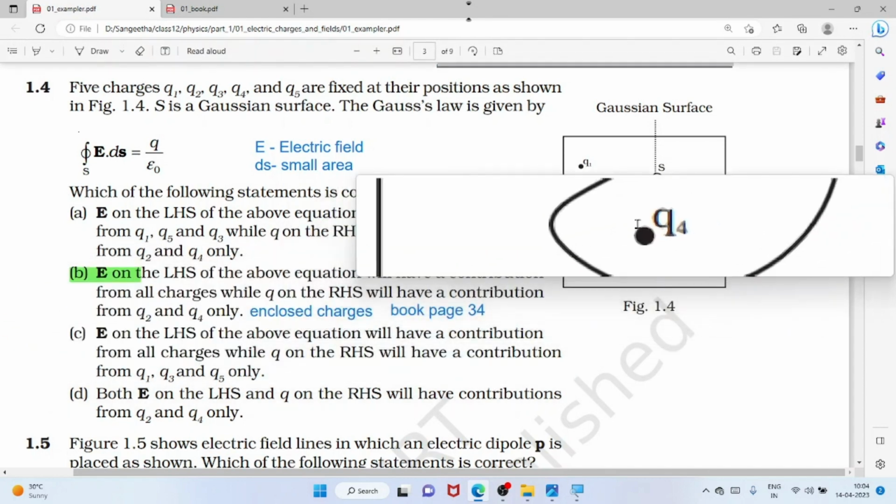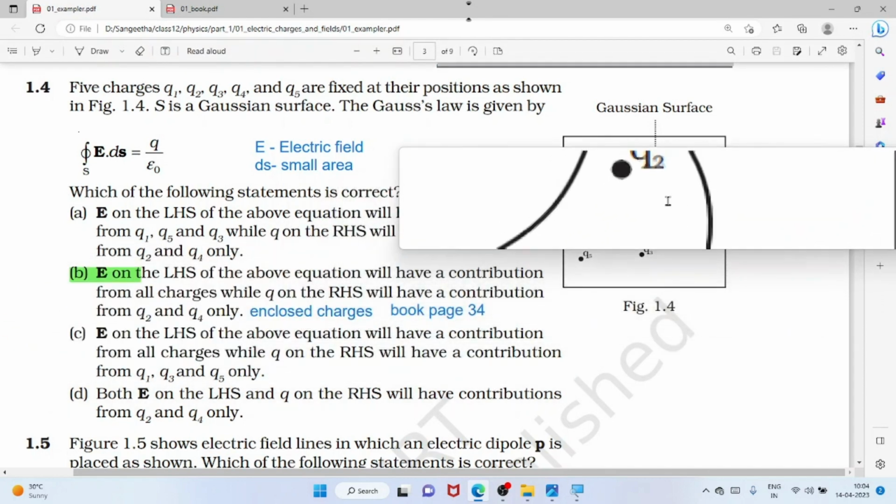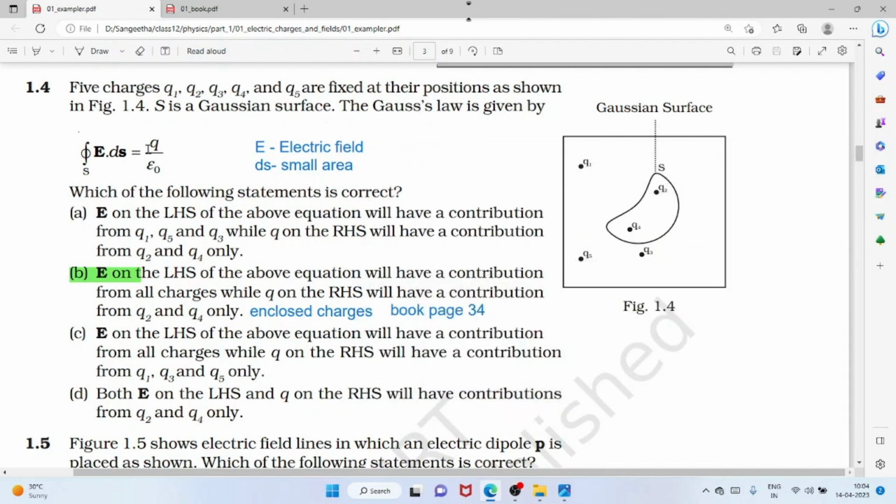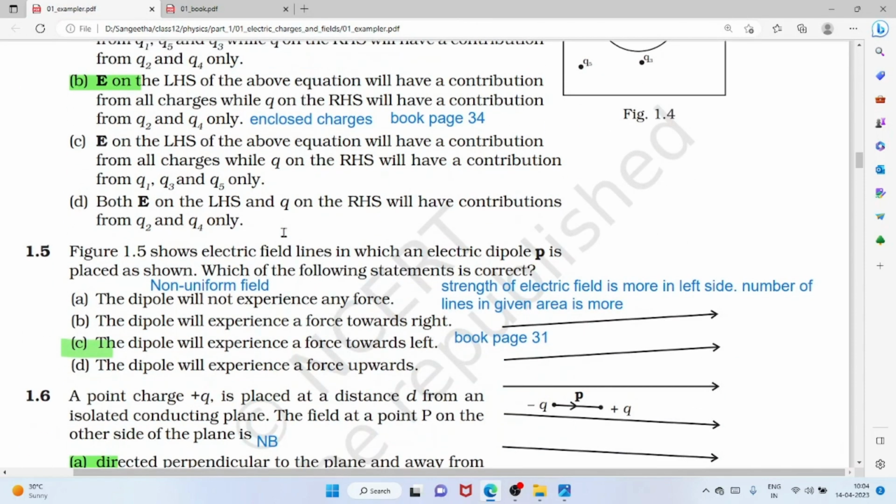Q2 and Q4, that is the enclosed charge here. Q2 and Q4. So this right side Q enclosed will be from Q2 and Q4 only. Enclosed charges are Q3 and Q4, that I already showed you.